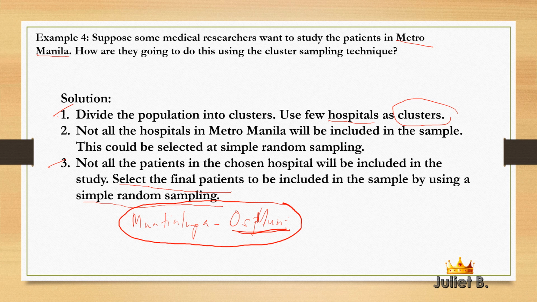Siyempre, alamin mo rin kung ilan ang total population, ilan ang sample na kailangan mo. So, ganun. Kaya, magagamit mo ang Slovin's formula pag ganun. So, ganyan ang paggamit ng cluster sampling technique.